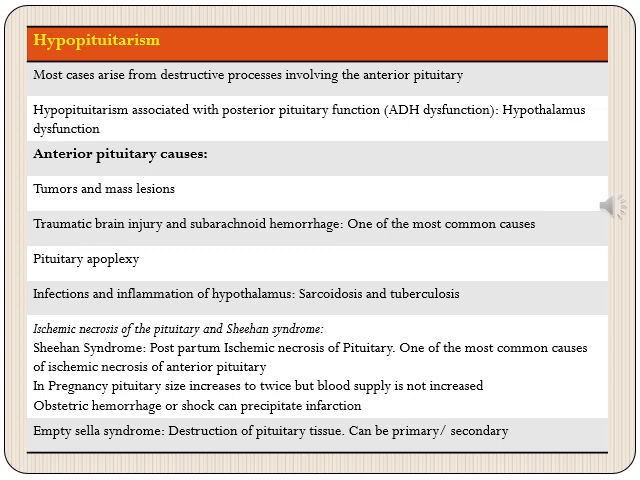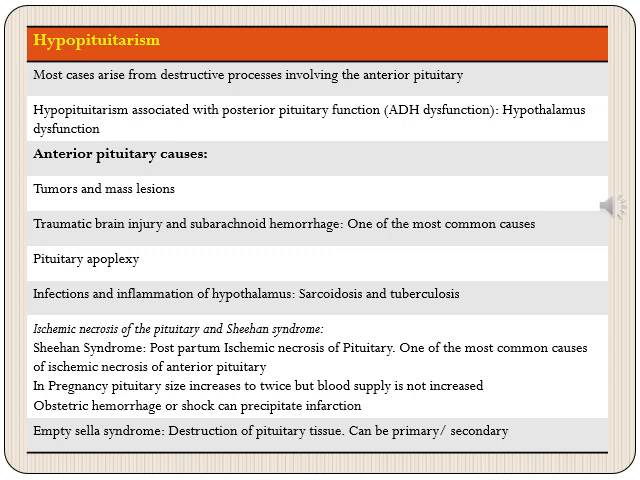Then there is a peculiar condition which presents with hypopituitarism. This is seen in obstetric patients and is called Sheehan syndrome. So what is this Sheehan syndrome? This is postpartum ischemic necrosis of the pituitary. This is one of the most common causes of ischemic necrosis of the anterior pituitary. What is the pathogenesis of Sheehan syndrome? What happens in pregnancy is that the pituitary increases to twice its normal size, but the blood supply is not increased proportionately.